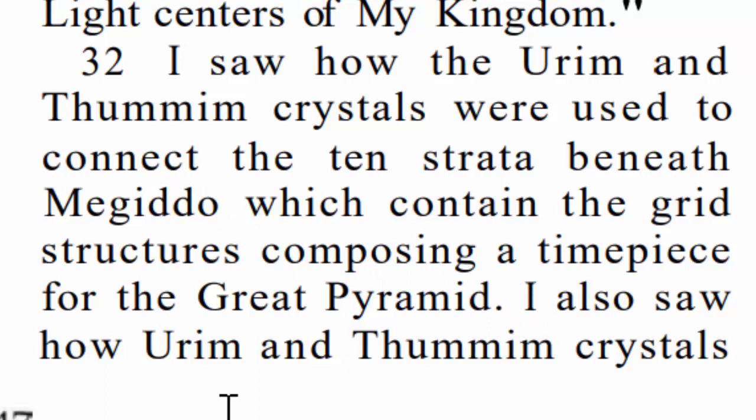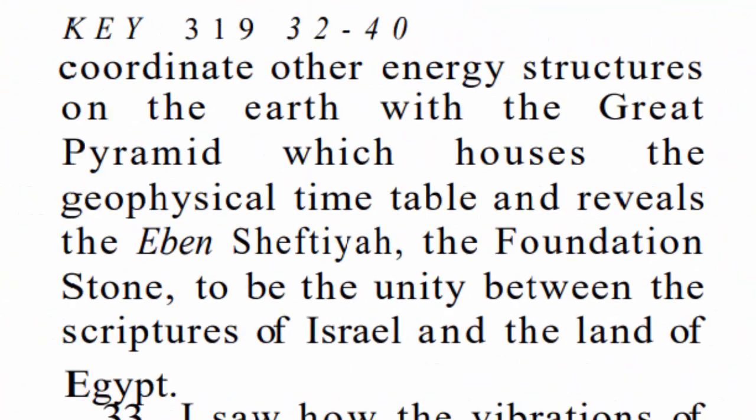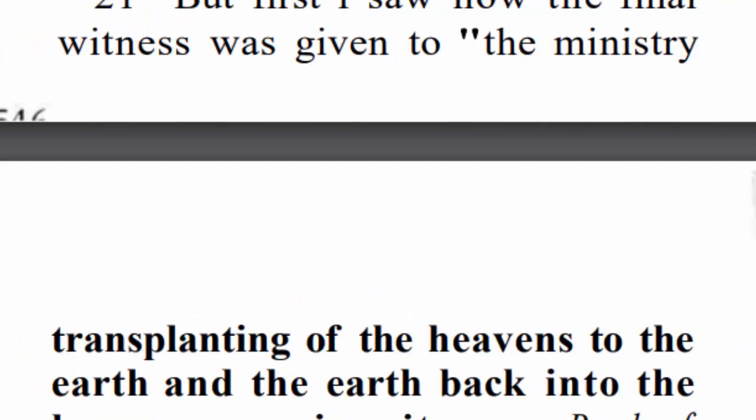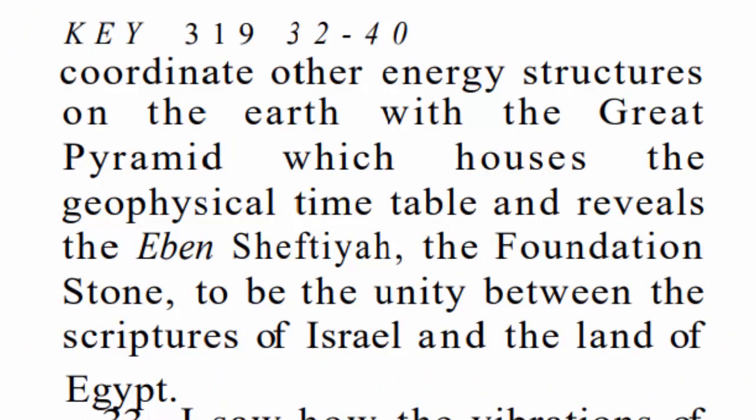It says, I also saw how the Urim and Thummim crystals coordinate other energy structures on the earth with the Great Pyramid, which houses the geophysical timetable and reveals the Ibn Sheftia, the foundation stone, to be the unity between the scriptures of Israel and the land of Egypt. So the Urim and the Thummim are the spiritual connection points. They are coming through crystals. Without this, you take away the crystals off the planet, and it would be like turning the lights off.